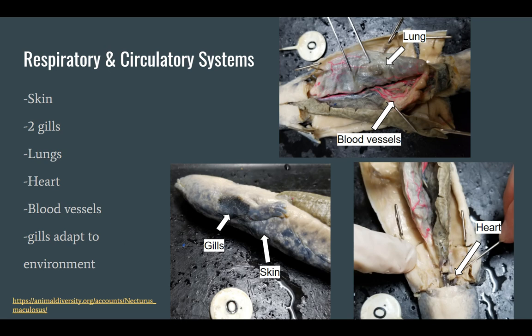And then they have the blood vessels, which are the pink things, and they just transfer the blood throughout the body. And then their gills do adapt to their environment. If they live in water that is slow moving and has less oxygen, mud puppies have bigger, bushier gills to get more oxygen. But if they live in water that is fast moving with lots of oxygen, their gills tend to shrink and stay closer to their head.